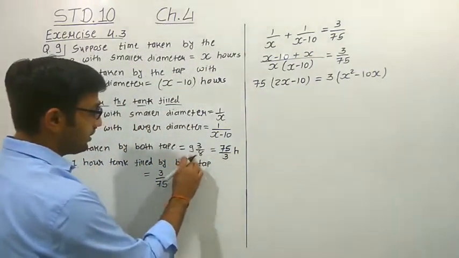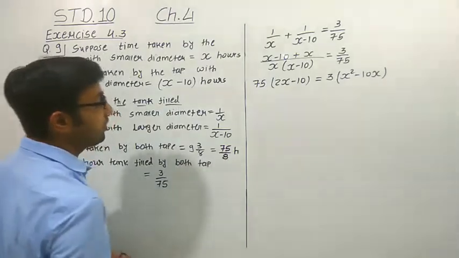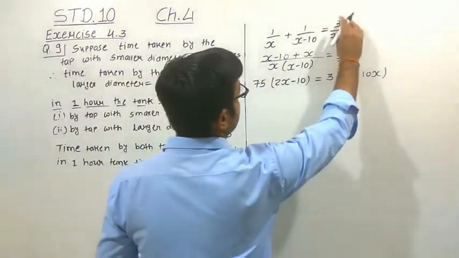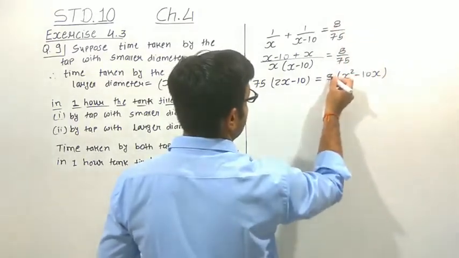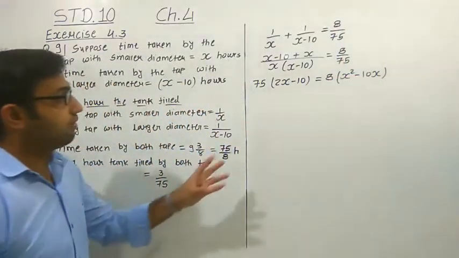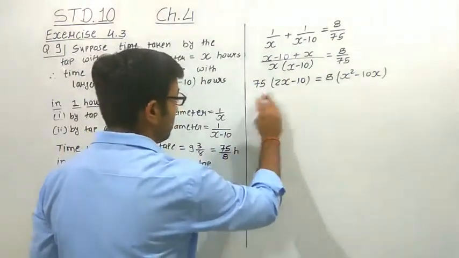Okay, there is a mistake. There is 8 in the denominator, 75 upon 8. So here not 3, there is 8. Okay, now we cannot simplify, otherwise we can cut it. Okay, so let us continue.